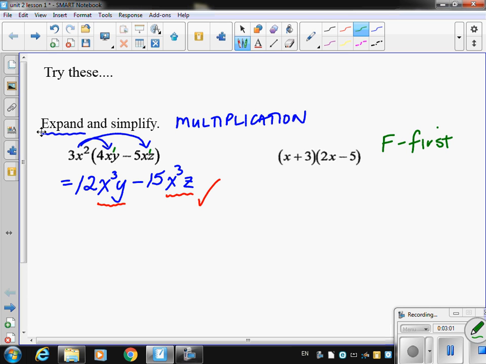My first terms would be the first in this bracket times the first in that bracket, which would give me x times 2x would be 2. Do my numbers first. X to the 1 times x to the 1 is x squared. So they're little invisible ones. The O stands for outside. That's the two terms that are as far away from each other as possible. So x times negative 5. X times negative 5 is negative 5x.